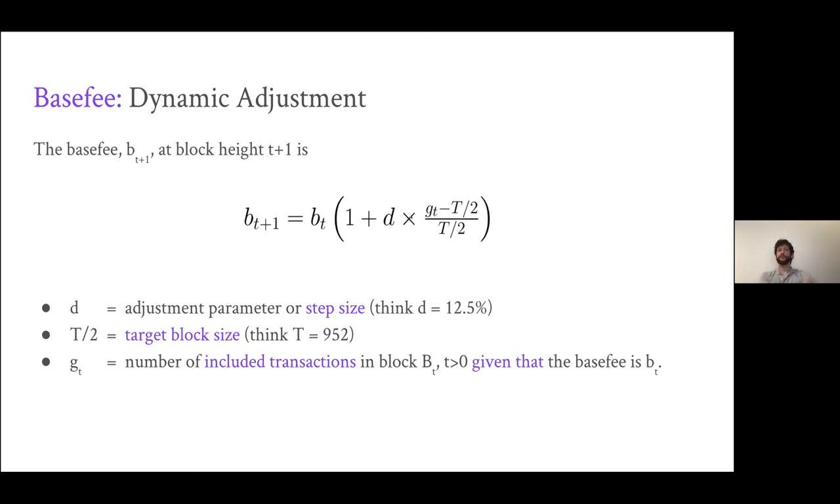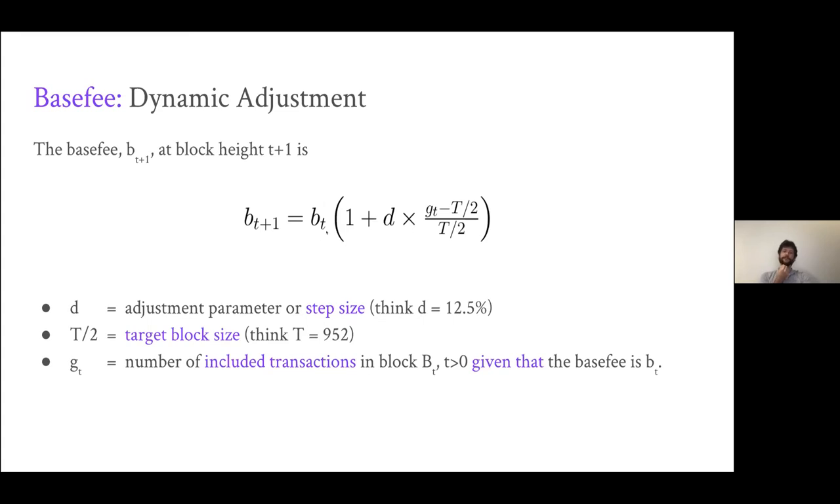It's multiplied with the difference between the number of included transactions in the block at time t. This is, of course, a function of what the base fee was, and of how many transactions were actually introduced as a result of this fee. If we have exactly the desired number of block transactions, then you'll be at equilibrium value. So the block value tomorrow is exactly going to be the block value today.